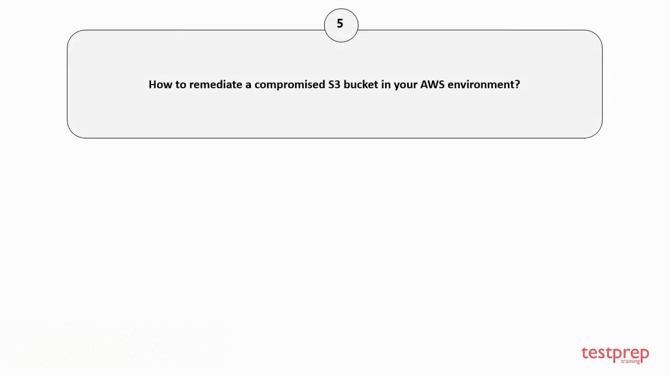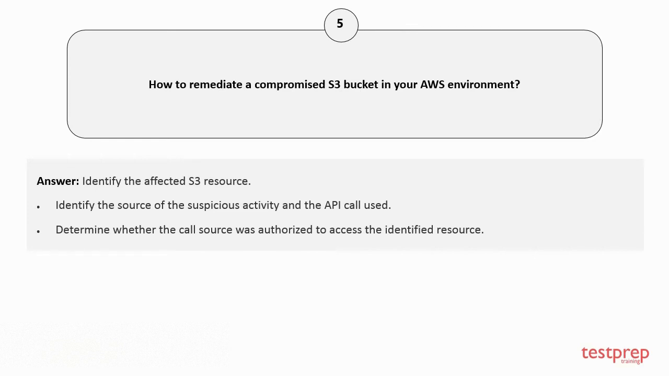Question number 5, how to remediate a compromised S3 bucket in your AWS environment. Your answer is, 1. Identify the affected S3 resource. 2. Identify the source of the suspicious activity and the API call used. 3. Determine whether the call source was authorized to access the identified resource.